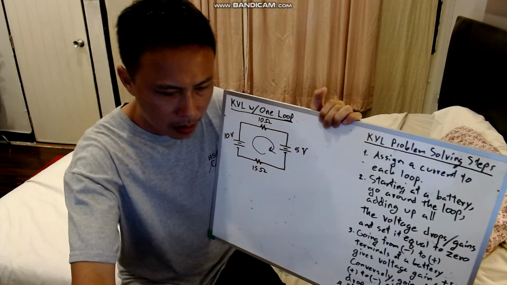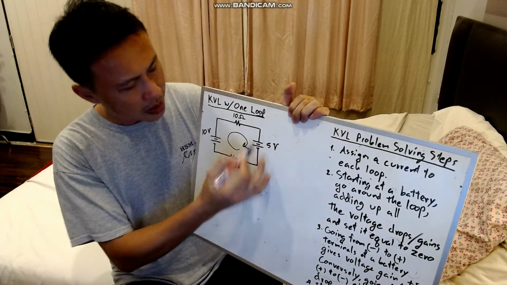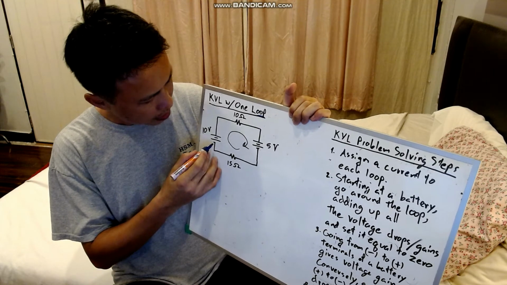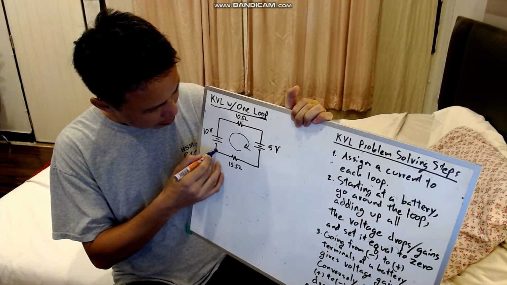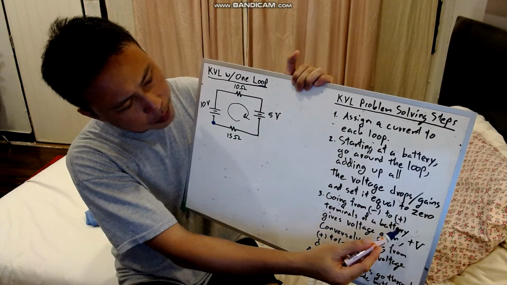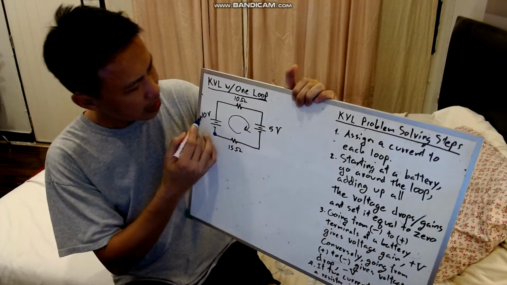Okay, so let's start from a battery. Now, doesn't matter which battery. Let's just go with this battery. Now I pick a point below the battery, like this point, and I go across it. As I go across it, here, going from negative to positive terminals of battery, I gain voltage. So I gain 10 volts.